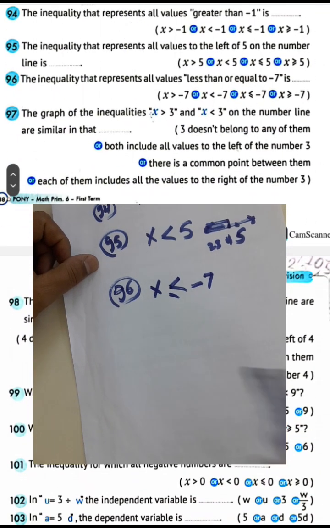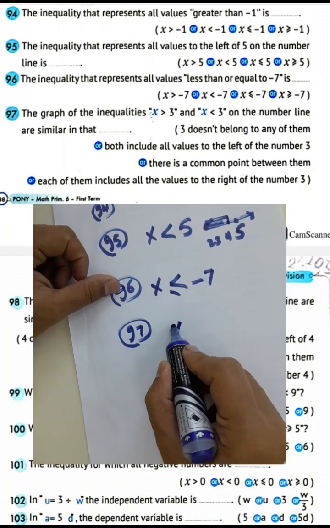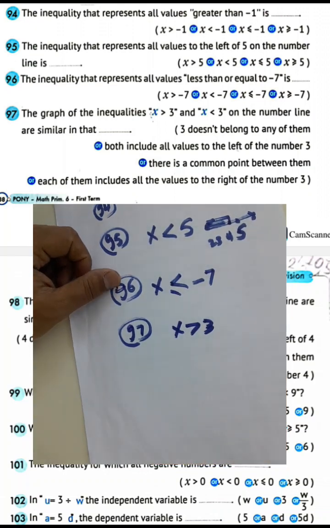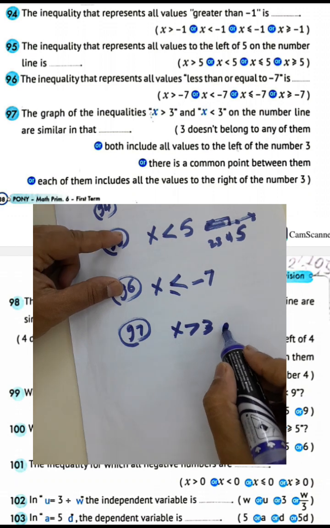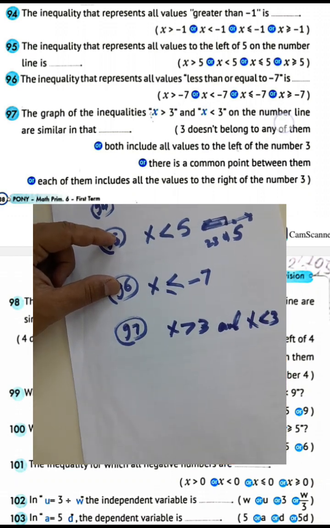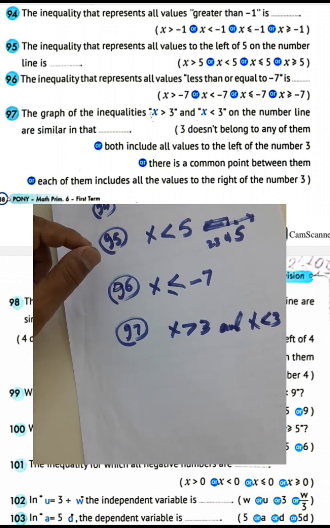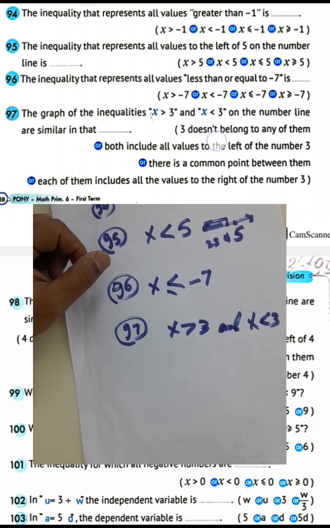Question 97. The graphs of the inequalities x greater than 3 and x less than 3 on the number line are similar in that 3 doesn't belong to any of them. Okay, choose the first. 3 doesn't belong to any of them. Okay, choose the first, choosing here.